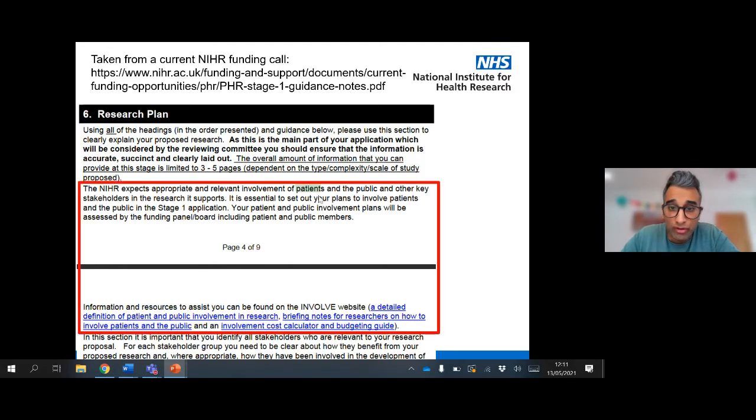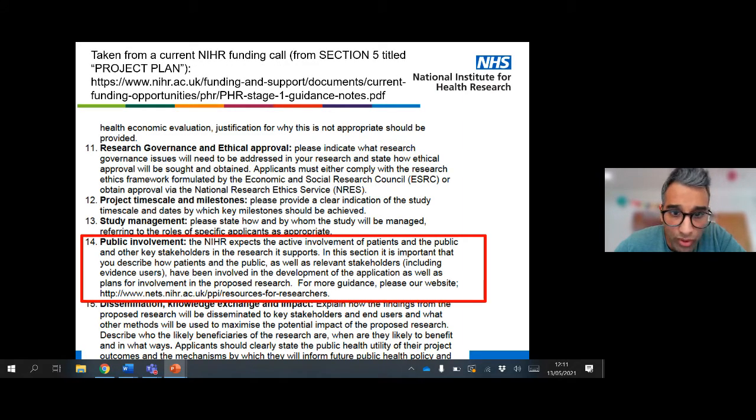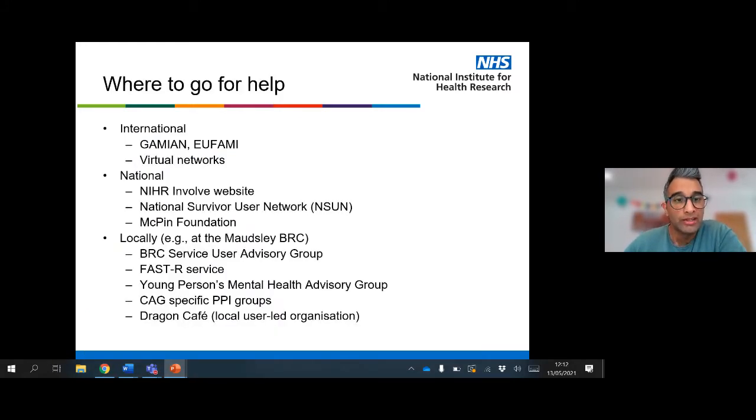NIHR expects appropriate involvement of patients and the public. So it's making you engage with this in the PPI world. It's saying you need to write a section on public involvement. So it's throughout the applications, and other funders are increasingly doing the same. So it's not just important because it's important to make sure your research is translational. It's actually important because it's something that you're going to have to do at some stage as well.